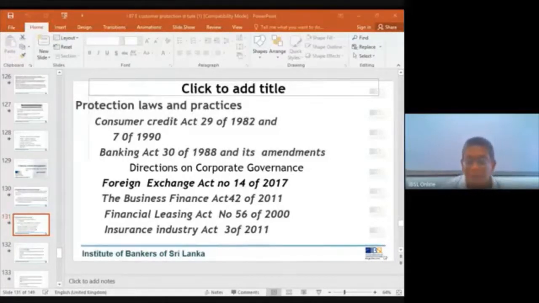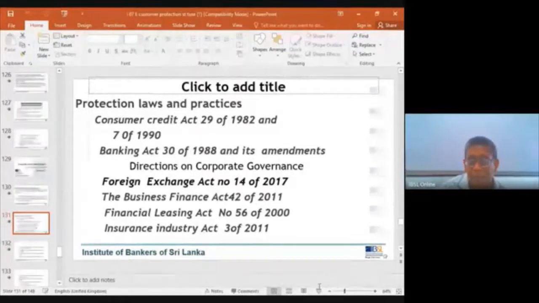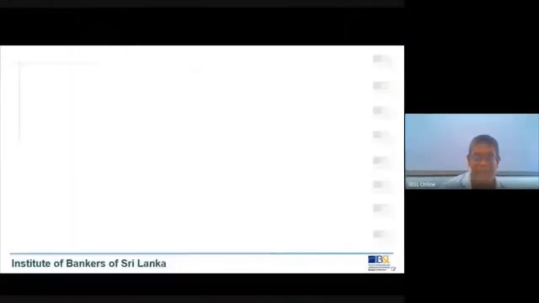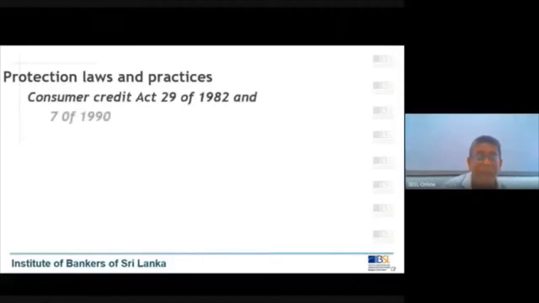Okay, doesn't matter. The financial product covered under this is hire purchase. Remember, it is hire purchase. Hire purchase comes under this act, but leasing is covered under the Leasing Act. I will explain that to you. Remember, your hire purchase arrangement is covered under the Consumer Credit Act.